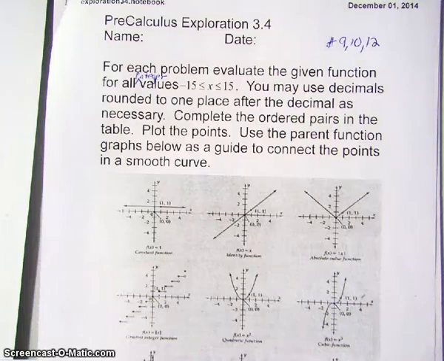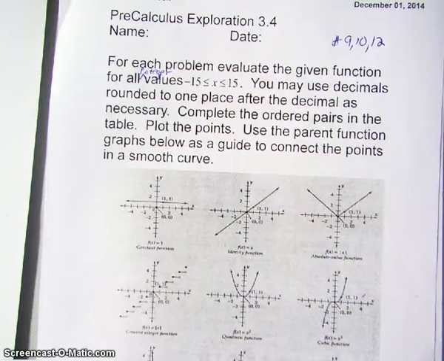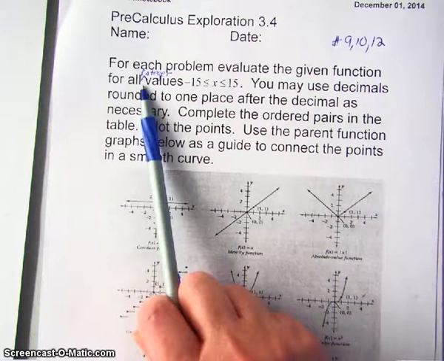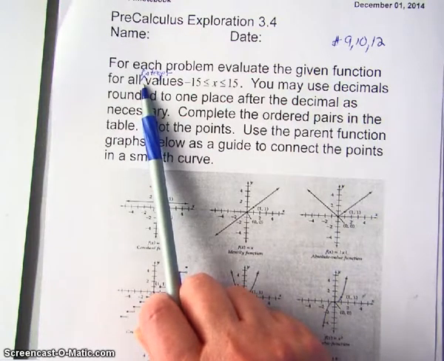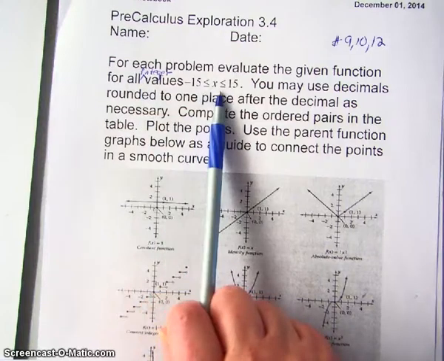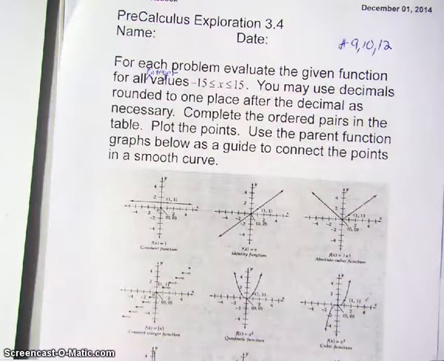All right, this is pre-calculus help on your alternate assessment called Exploration 3.4. I'm going to give you a couple of hints on how to get started. The front page gives you some directions. The first thing I want to point out is that I really should have used the word integer. For each problem, evaluate the given function for all integer values between negative 15 and positive 15. I'll show you what I mean by that in just a minute.